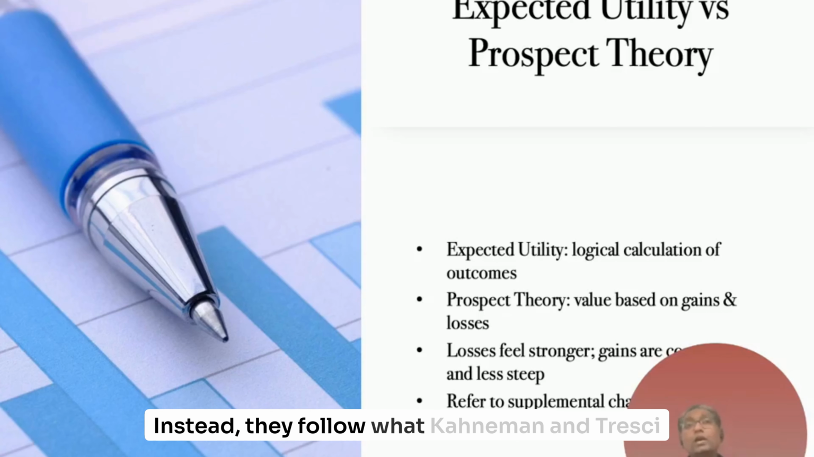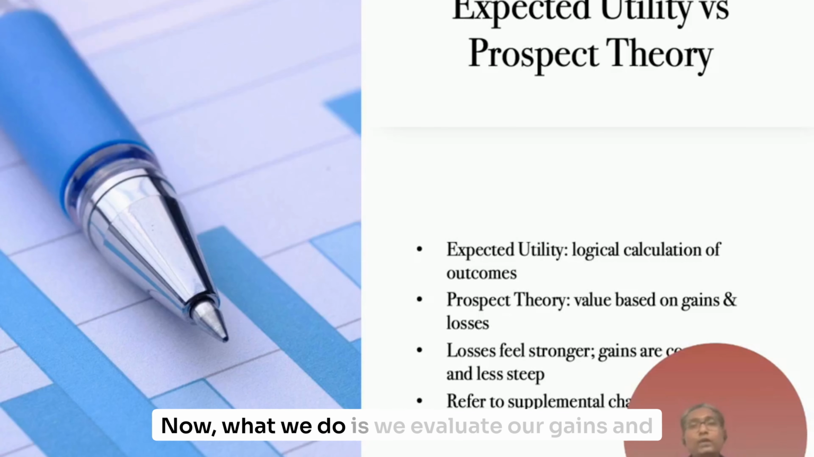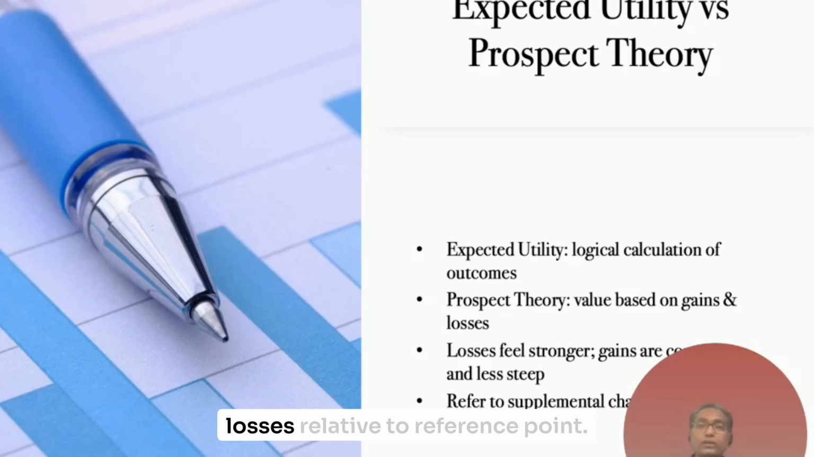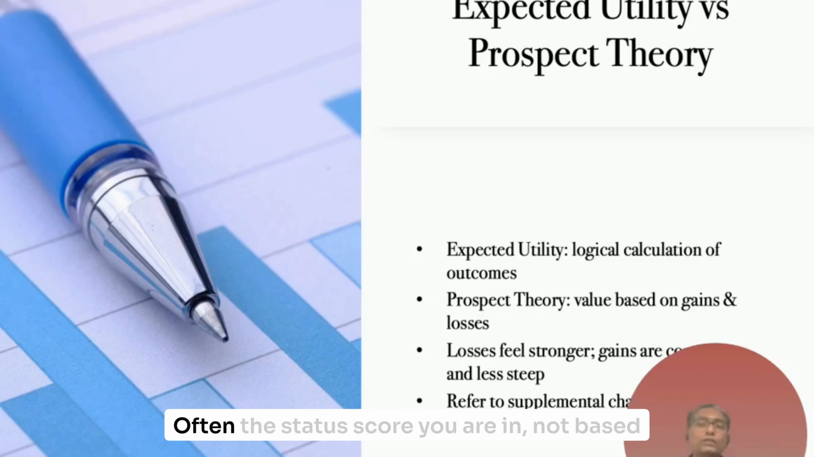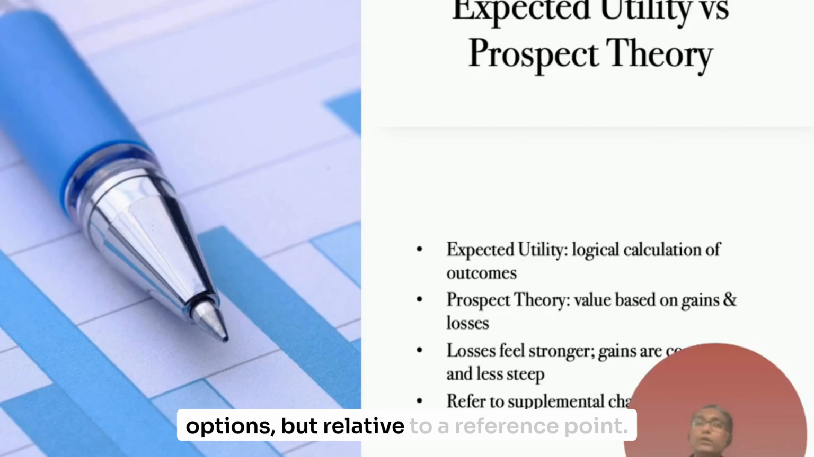Instead, they follow what Kahneman and Tversky call prospect theory. Now, what we do is we evaluate our gains and losses relative to a reference point, often the status quo you are in, not based on the actual difference between the two options, but relative to a reference point.